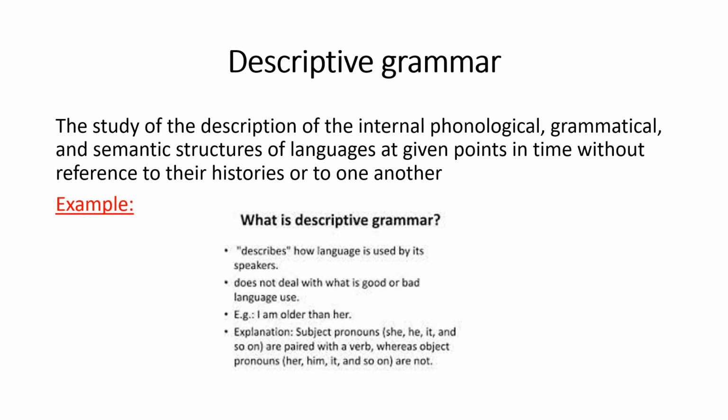Descriptive grammar, the study of the description of the internal phonological, grammatical, and semantic structures of languages at given points in time without reference to their histories or to one another. Example, explanation: subject pronouns she, he, it, and so on, in the phrase "I am older than her," are paired with a verb, whereas object pronouns her, him, it, and so on are not.